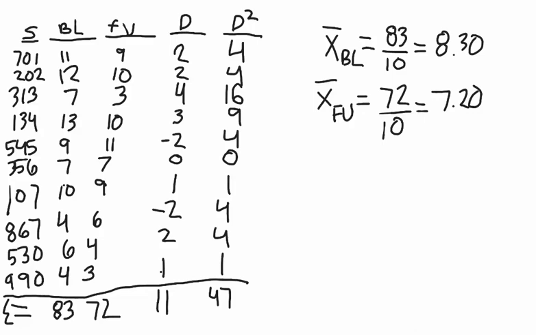Once I have the means for both time 1 and time 2, or in this case baseline and follow-up, what I'll do is go ahead and get the sum of the difference scores. And we can see that we have that here, so the sum of the difference scores is 11. And then I want to write down the sum of the difference scores squared, which is this value here, 47.